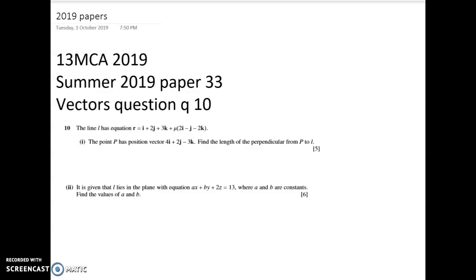Here's the last question from the summer 2019 A-level papers on vectors. It's question 10 from paper 33. Two parts to the question as usual. We've got a line with the following equation, and then we've got a point. And we have to find the length of the perpendicular from P to that line.